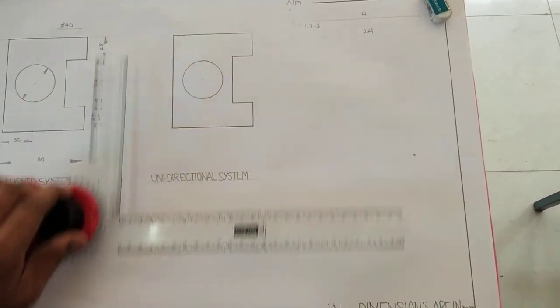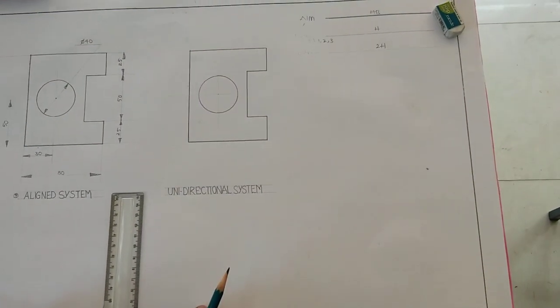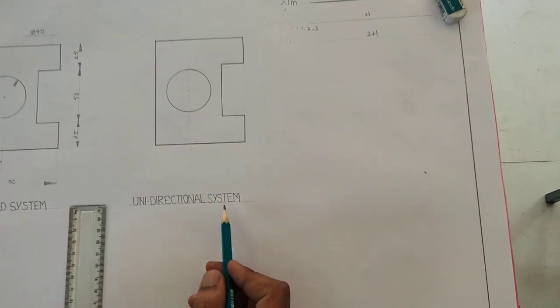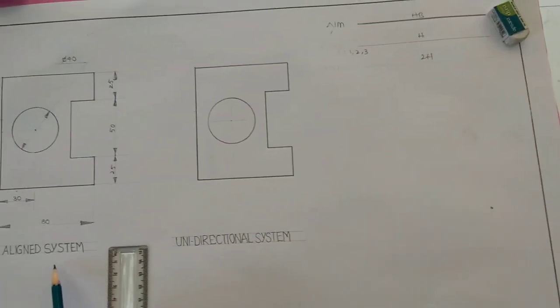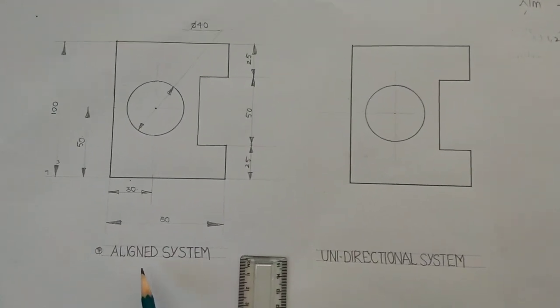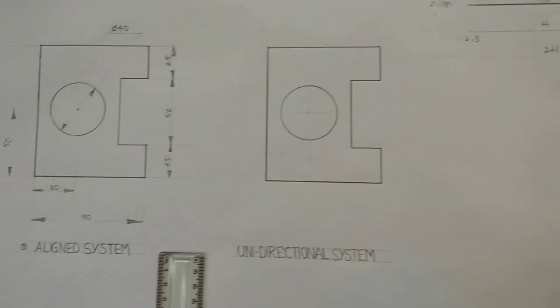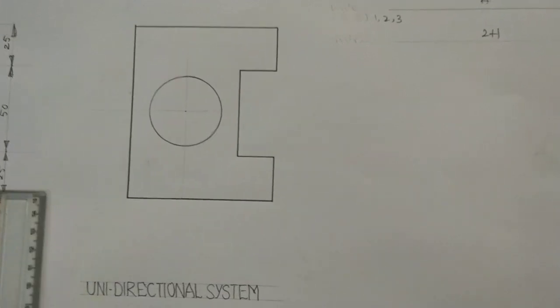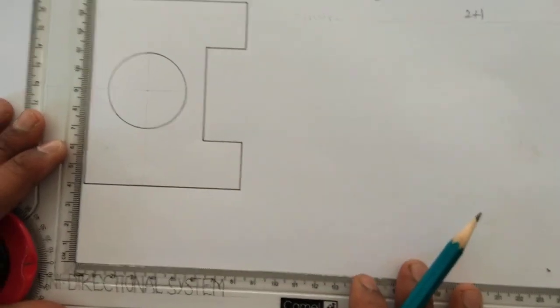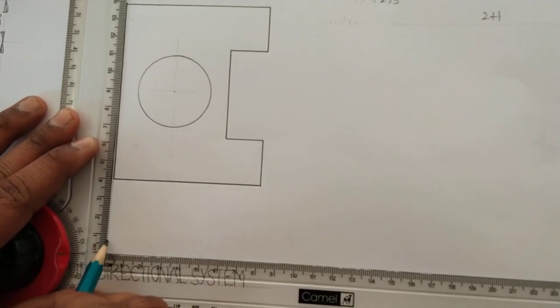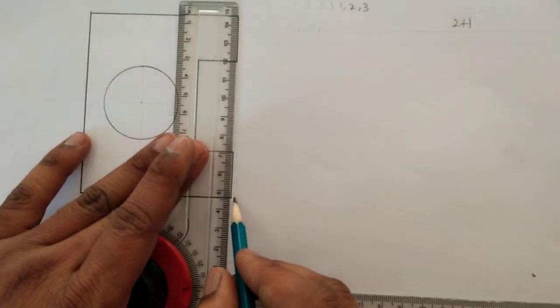In this class, I am going to explain the second dimensioning system, that is the unidirectional system. In the last video lecture, I explained the aligned system. So we can see the difference between aligned and unidirectional system. Initially, similar to the previous aligned system, we should construct extension lines from each end point of the line.